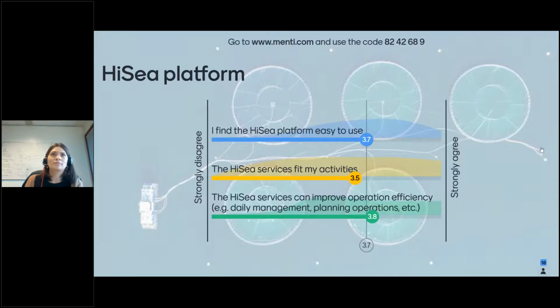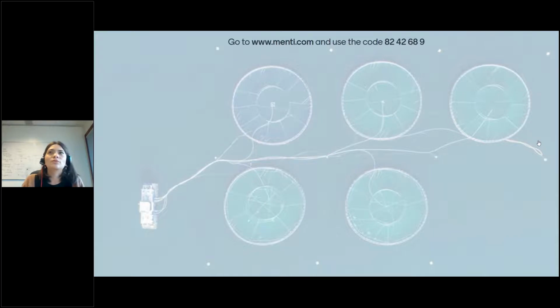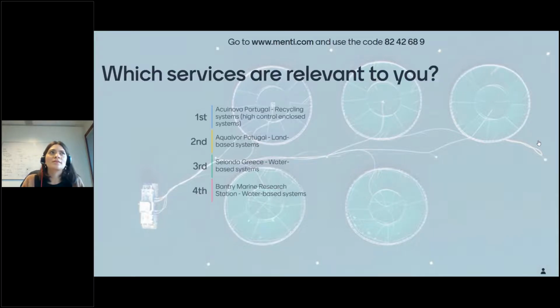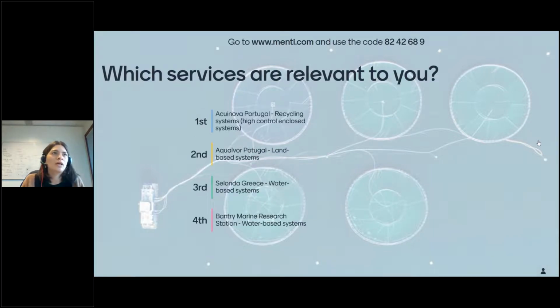Next, we would like to know which services are relevant to you. You can vote among these four options that we saw, the four demos that Pedro presented.